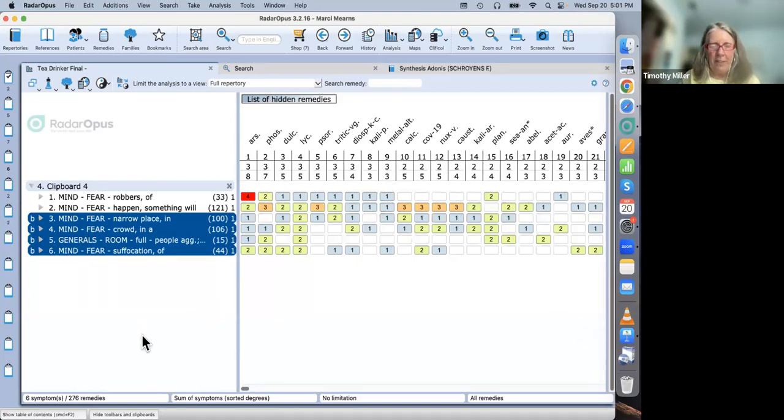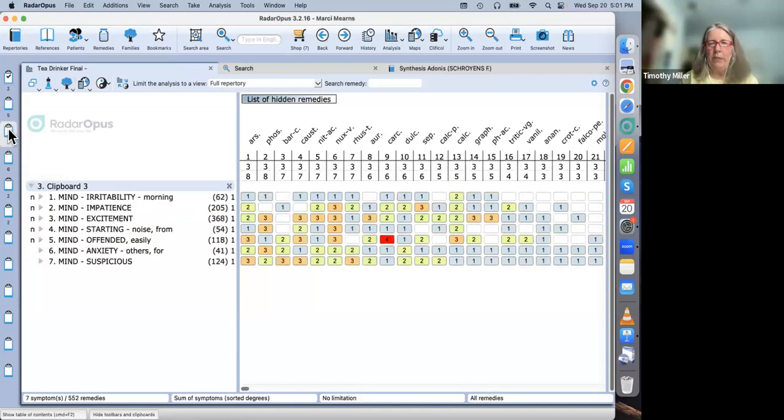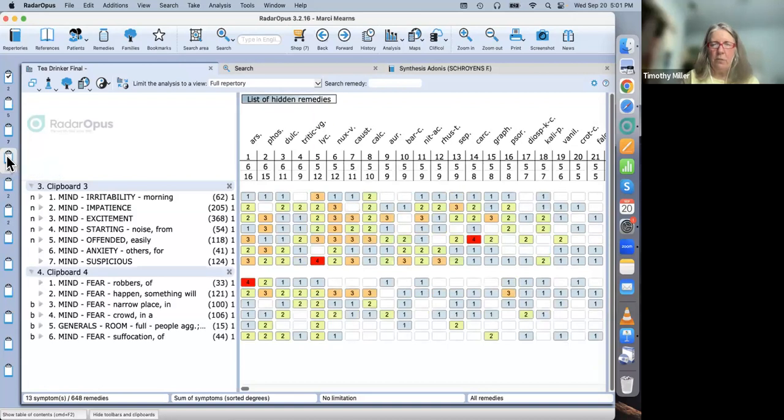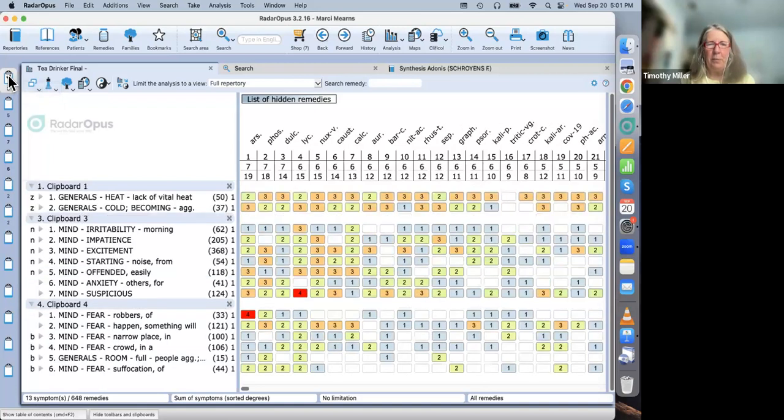Okay, but suffice it to say, if we take, let's say, clipboard 3, which were what we called our general mentals, we take our fears, and then let's put our chili remedies on top of that. So I'm just pressing and holding the command key. And if I put our chili remedies on here, what are we looking like here? What kind of a medicine are we looking at? Remember, it's a medicine for the patient, not for her problems with the drinking of the tea, right?